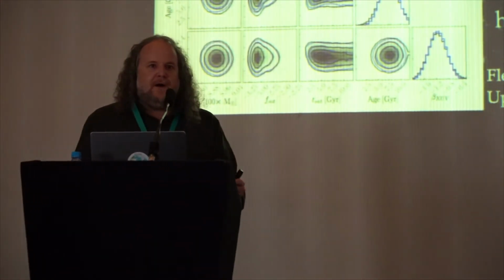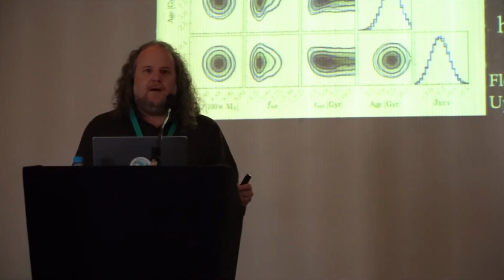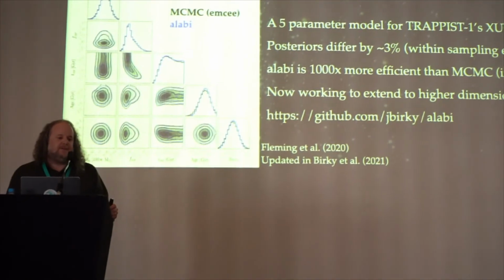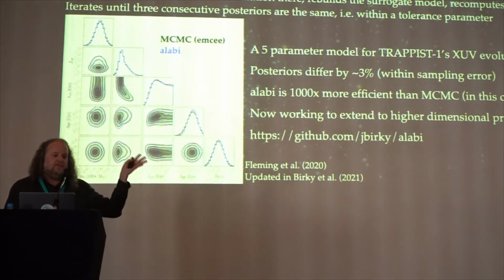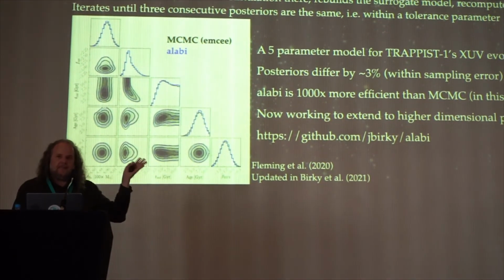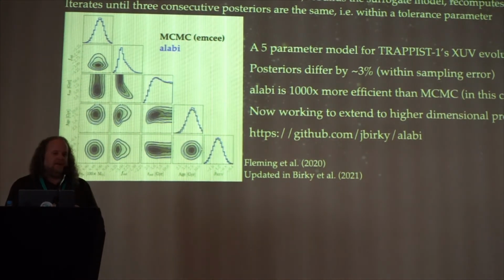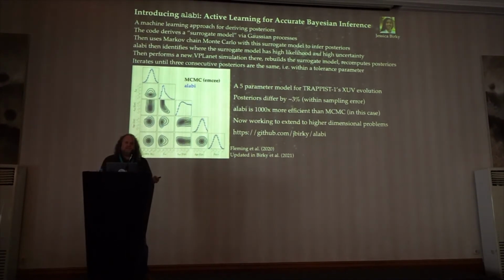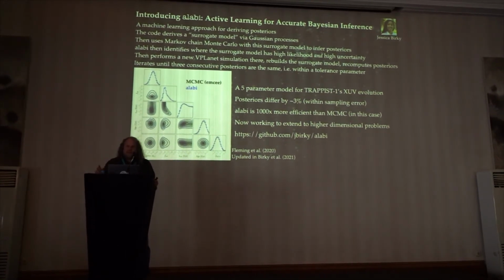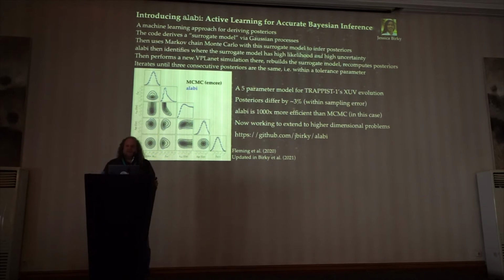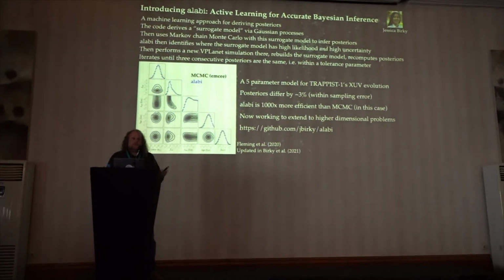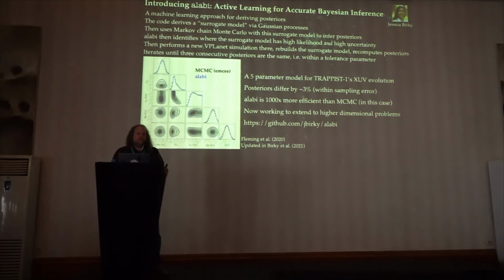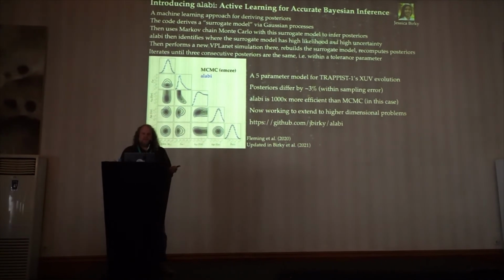So it's okay if you didn't follow all of that. Hopefully this plot will convince you that it works. This is a 5-parameter model for the XUV evolution of the TRAPPIST-1 system, where we've compared MCMC, one of these classic MCMC algorithms, with Alibi, this new code. We find that the posteriors differ by only a few percent, but crucially, Alibi required 1,000 times less computational resources. So whereas MCMC required a couple weeks on our supercomputer on 48 cores, Alibi can finish in your lunch break.